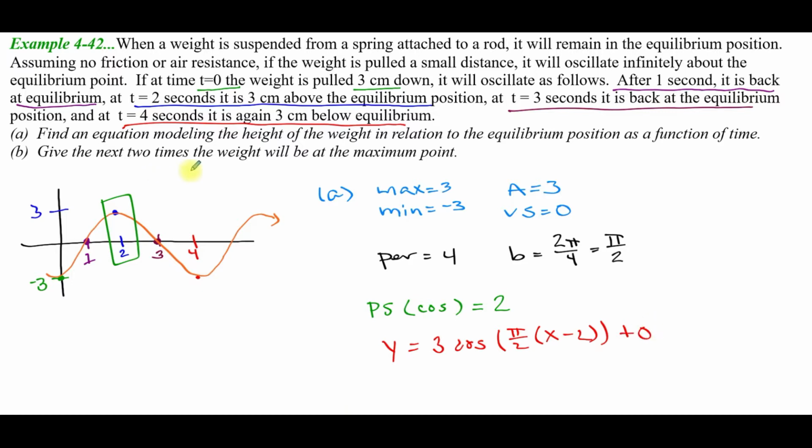Then it asks us to give the next 2 times that the weight's going to hit its maximum point. So remember, the time to get to maximum is the period. So if I started at 2, to get back to another maximum, I'm going to add the period, which is 4. So 2 plus 4 is going to give me 6, so I'm going to get another maximum at 6 seconds. I'm going to add the period again, so 4 more seconds later would be also at 10 seconds.